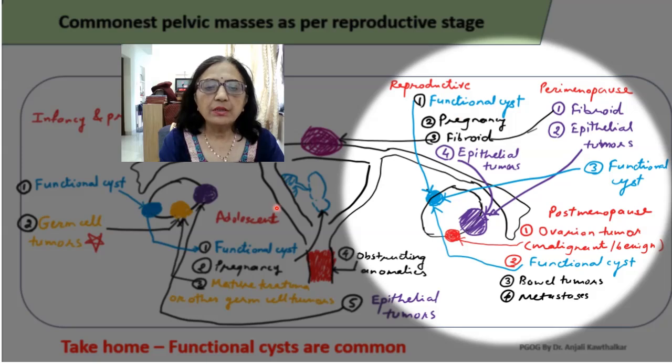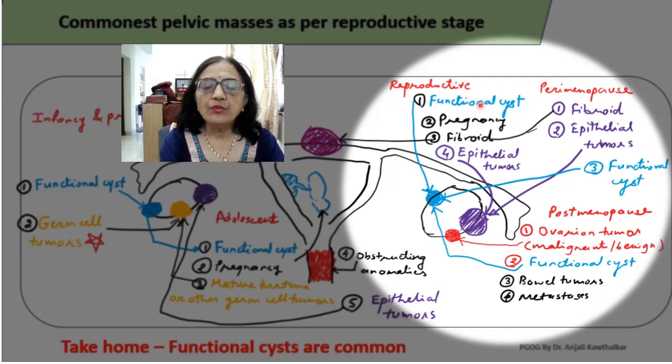Even in adolescent age group, any girl having persistent dysmenorrhea or heavy menstrual bleeding, ultrasonography is done, and what we get is an ultrasonography report showing a clear unilocular cyst without any solid areas, and then we should remember that the possibility of functional cyst is higher in such a scenario.